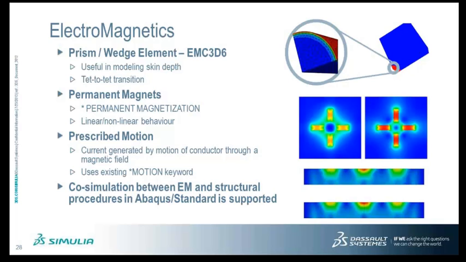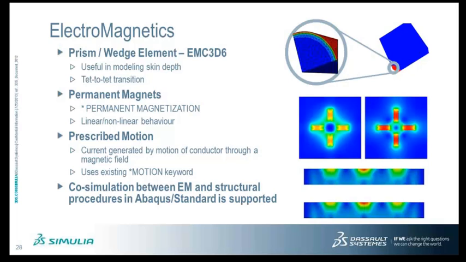We've also added support for permanent magnets. This is something which is quite helpful if you're doing motor simulations. And we also support linear and nonlinear BH curves for these materials. We support prescribed motion, which allows you to specify a motion of a conductor moving through an electric field. The target here is for types of induction heating simulation, where you have a workpiece which is moving through the electric field. This prescribed motion allows you to include an important convective term in the underlying field equations.